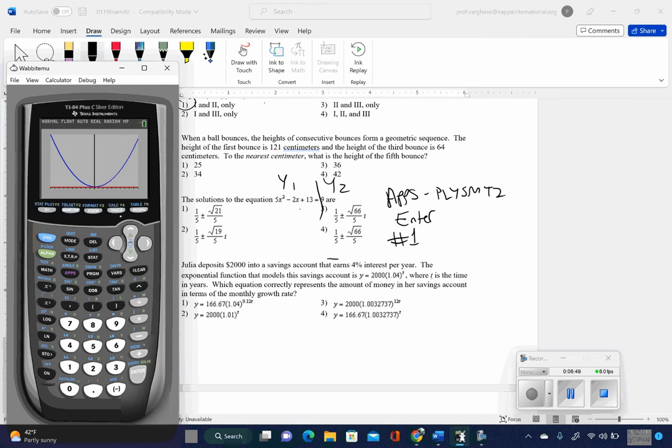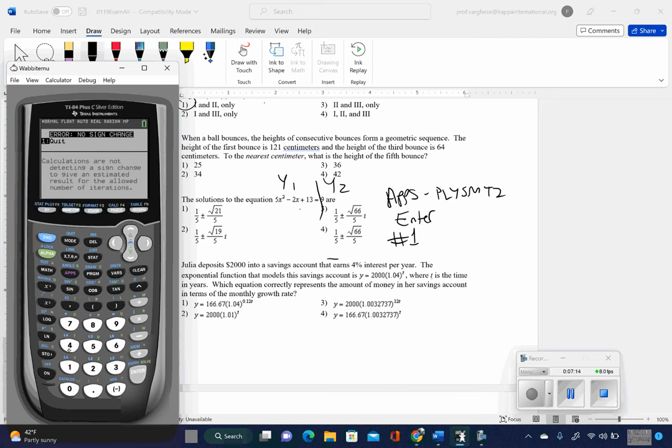Okay, so what we're looking for is we're looking to see if they intersect. Solutions are where they meet. So I'm going to hit second, calc. Option number 5 is intersect. So first curve, second curve, guess. Let's see if they meet. Okay, so no sign change. So let's see. Let's try that again.